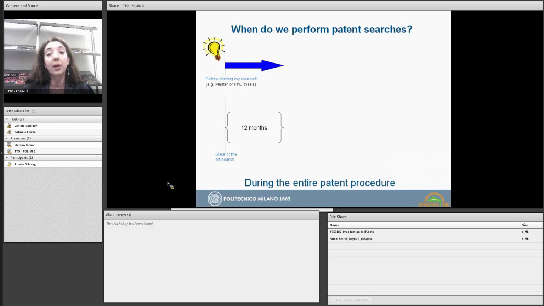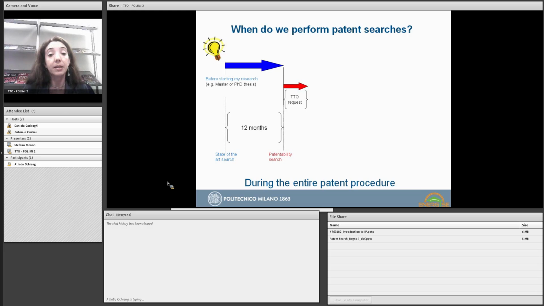When do we perform a patent search? We have to perform a patent search during the entire patent procedure. So, starting from when I have the first idea and I start my research, for instance my thesis, I need to search if there is something in the state of the art, to avoid losing time studying something that is already patented by someone else.